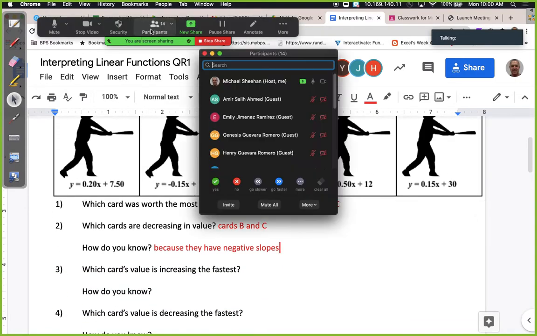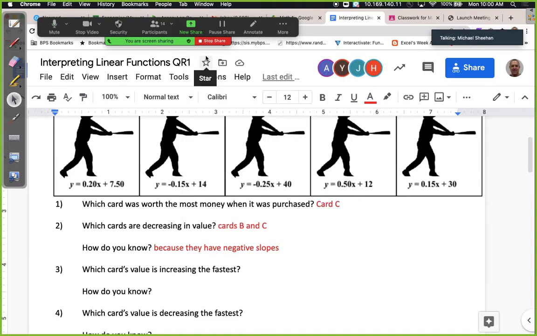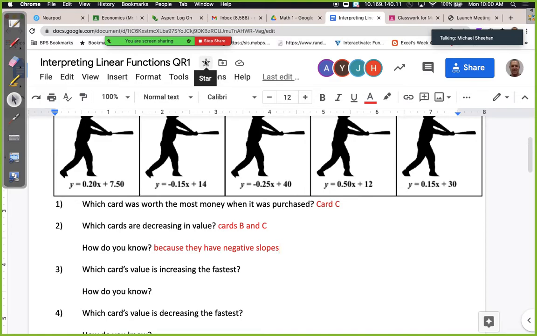All right, let's move on. Which card's value is increasing? Increasing means going up. Which one's increasing the fastest? This one's going up 20 cents every year, 50 cents every year, 15 cents every year. This one, that's right, very good. This one's increasing the fastest. And how do I know? It has the biggest positive slope.